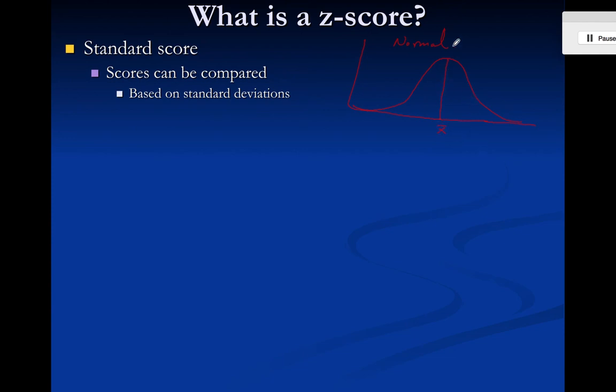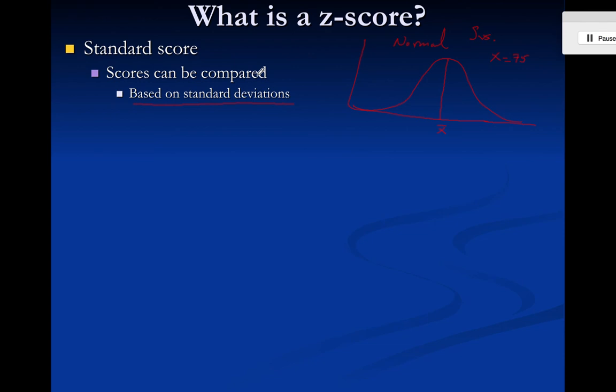So now what I want to know is, let's say for instance Susie performs at a 75, okay? She gets a score of a 75 on the exam. What I want to know now is, where does Susie land on this distribution in relative distance to the mean? But now the weird thing about a z-score is that the value of a z-score is going to be based on a standard deviation. So in other words, a z-score is going to tell me how far each one of my scores is from the mean in terms of standard deviations.